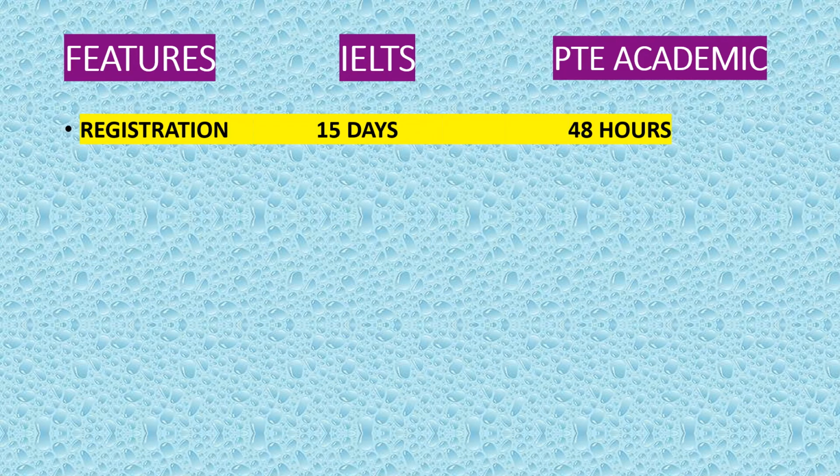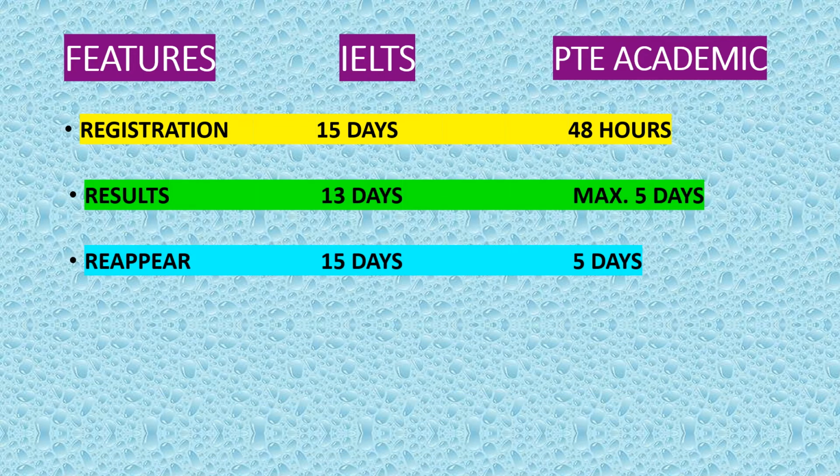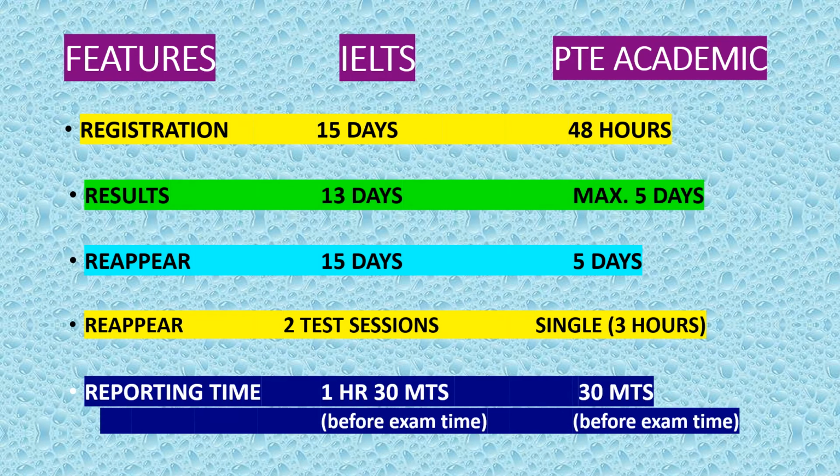Now let's take a look at the features here. The first feature is registration: 15 days before if you talk about IELTS. And if it's PTE Academic, you need to register 48 hours before the exam. Secondly, if you talk about the results, it's 13 days you need to wait after you've given the exam. And for PTE Academic, you only need to wait a maximum of 5 days.